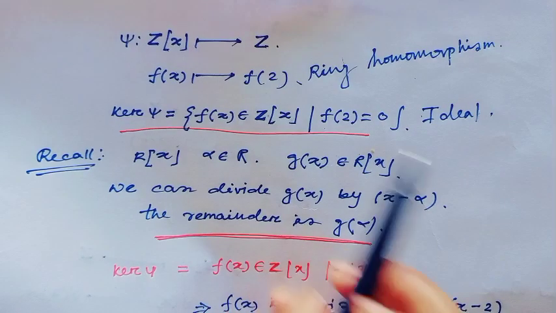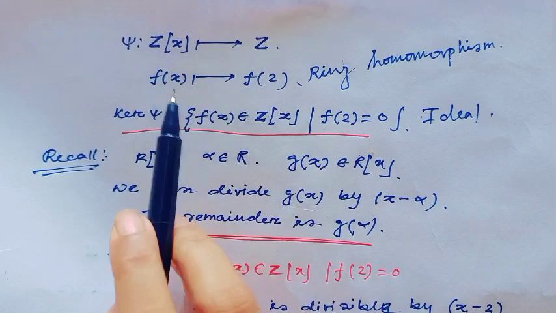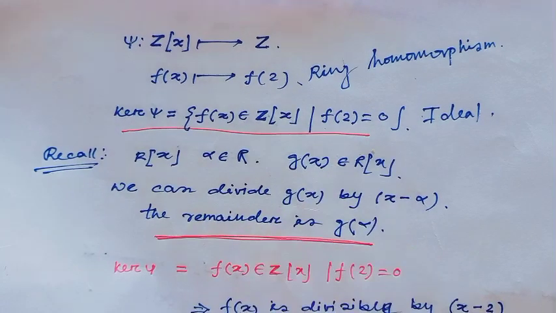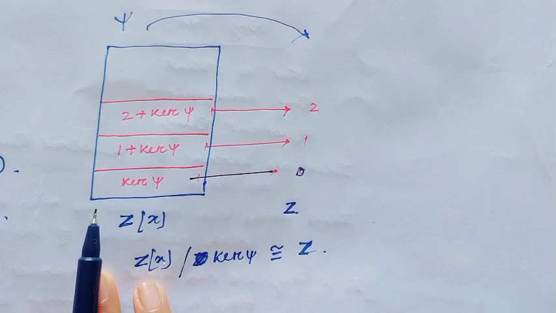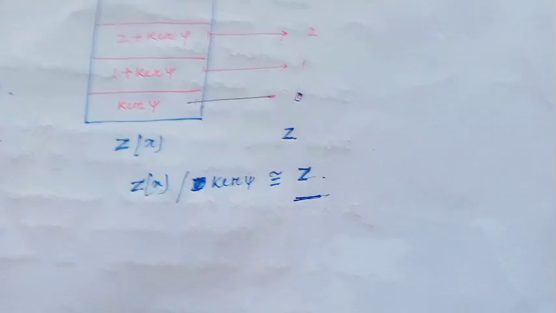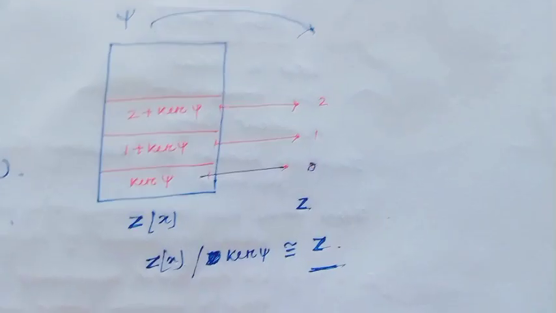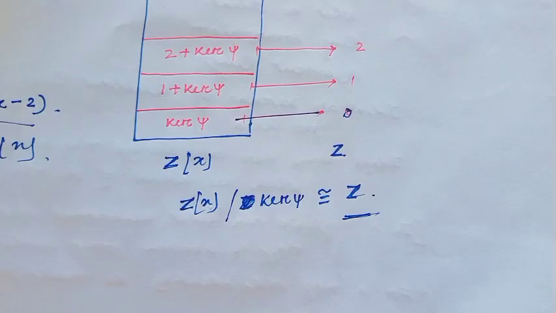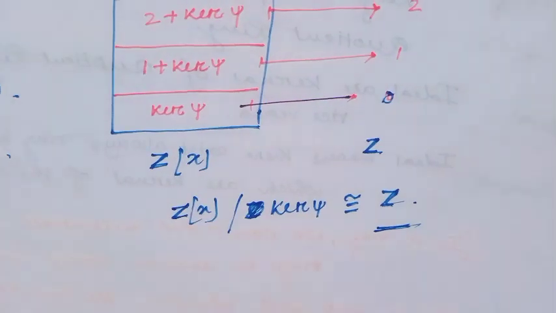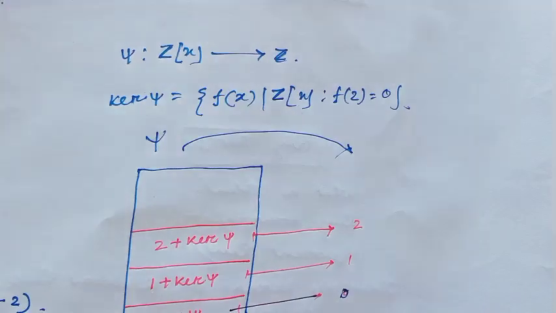Then the mapping would be of such type. Just see the picture. At first think yourself how the mapping looks. Here the mapping is Z[x] to Z and the kernel is such f(x) such that f(2) equals 0. That means the set of all cosets of this kernel is isomorphic to the set of integers. I hope all my viewers have understood the picture of the quotient ring. Why here Z[x] mod the kernel is isomorphic to the integers. I hope all my viewers have understood this picture easily.